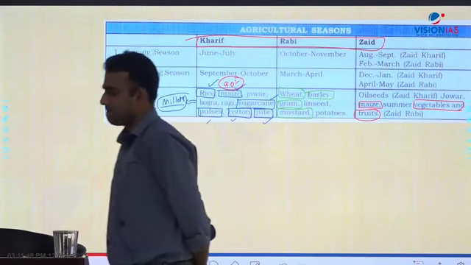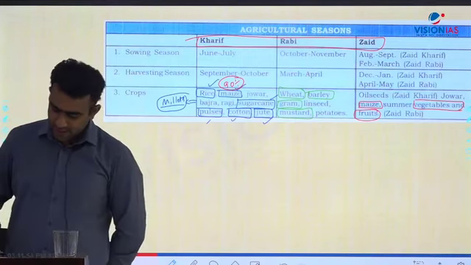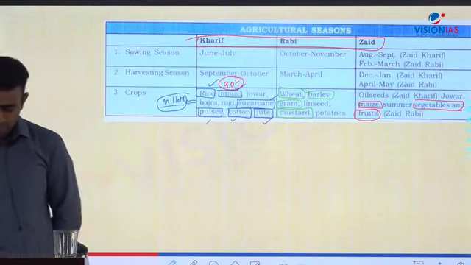Fine. That is cropping seasons. Please try to remember these, they are very important.